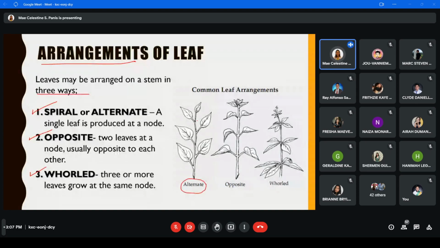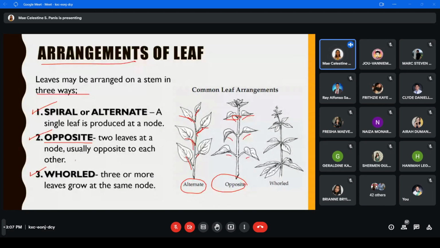Okay, so we have 1, 2, 3, 4, 5, 6. As you can see, they are alternate. This side it grew, and the next one grew on the other side. So they do not grow in the same direction. Okay, so next one is the opposite arrangement, wherein there are two leaves at a node, usually opposite to each other. That's why it is called opposite. So it grows at a node, two leaves per node, but they grow in opposite directions. It grows there, and the other one here. So they are opposite.